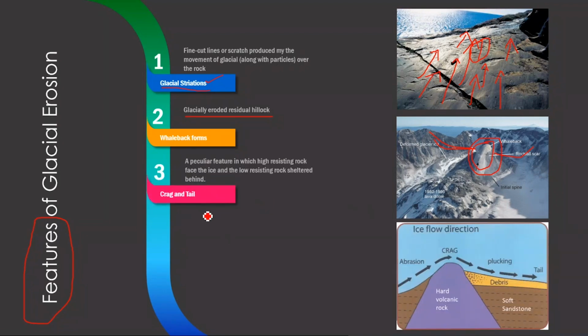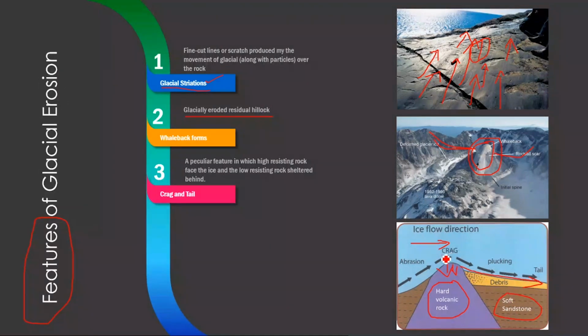The third one is crag and tails. When a glacier moves in a direction and encounters a hard rock which resists the erosion process, this portion of the rock will be less eroded. As a result, the softer rock, which is easy to erode, will also remain on the backside of the crag.